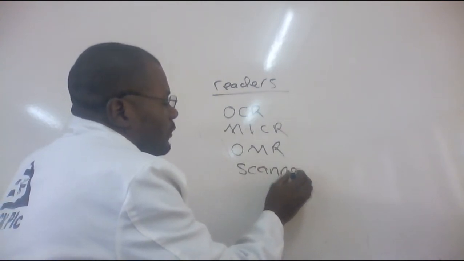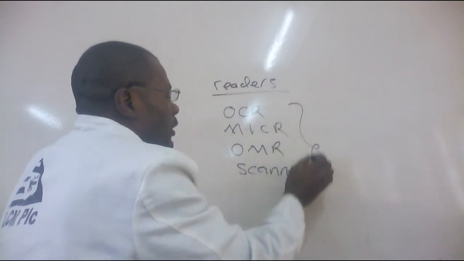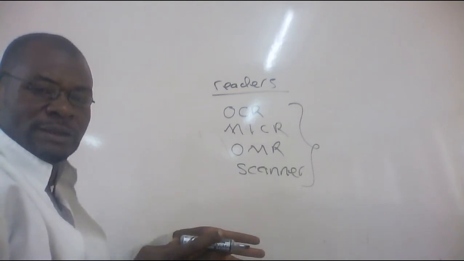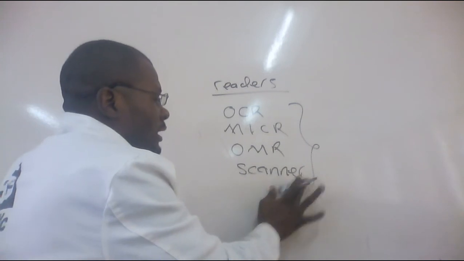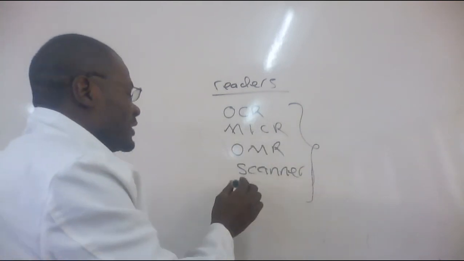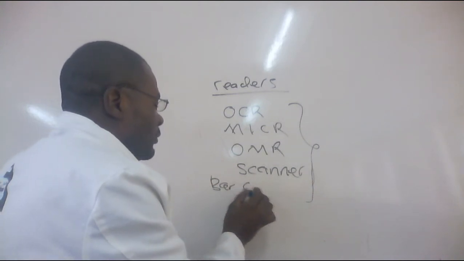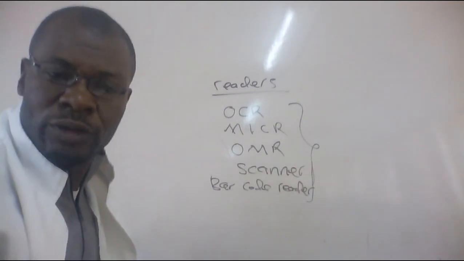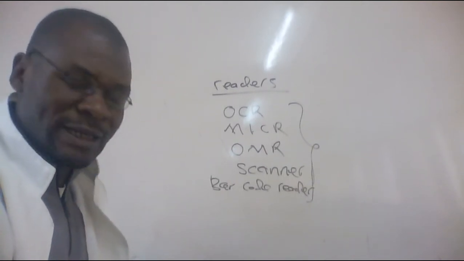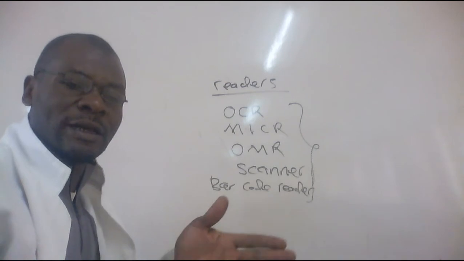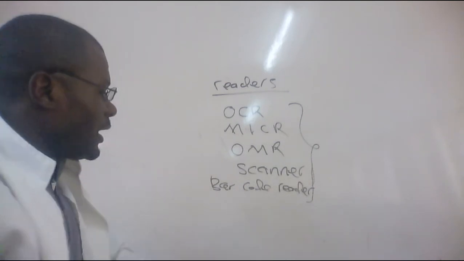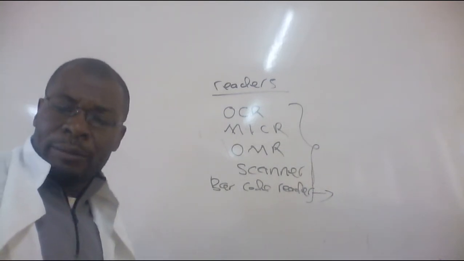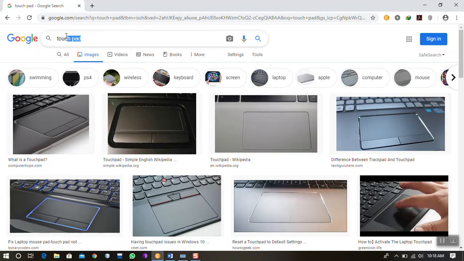By the way, let me just put this in context, that all these are scanners. The way they operate is different, and that's where I am going to take a little time to explain. The other scanner is the barcode reader. They are called readers because they are used to read data outside the computer system, and you send the data into the computer system. The common one that we use is the barcode reader, which you can find in any shop. A barcode reader scans the product codes.